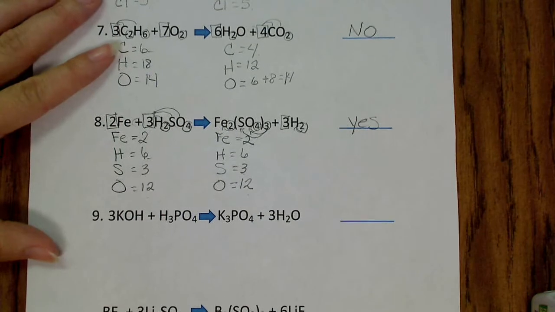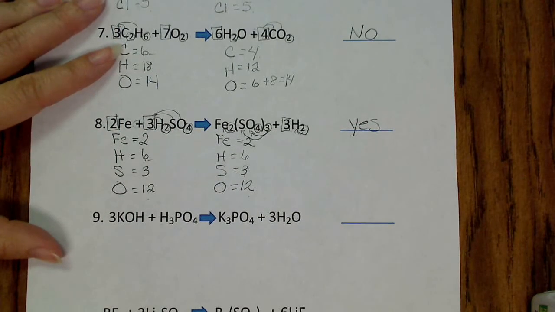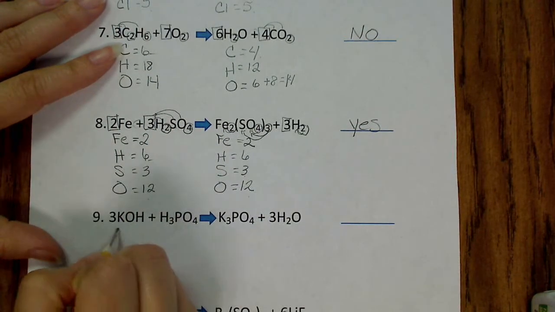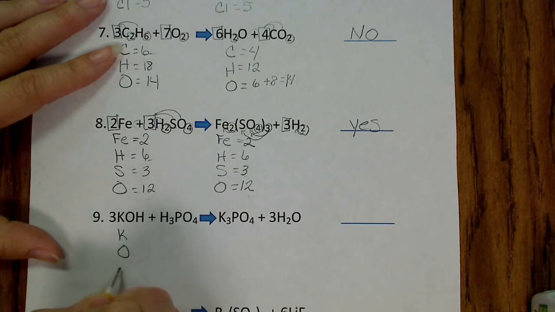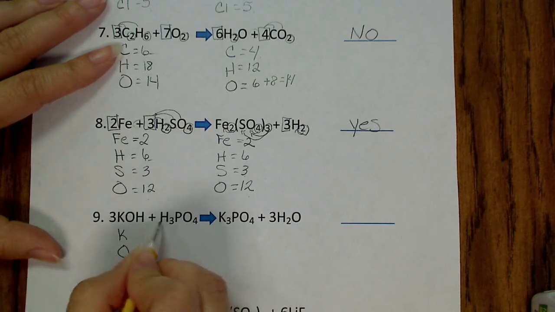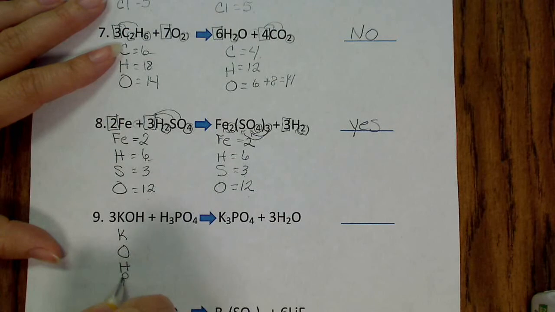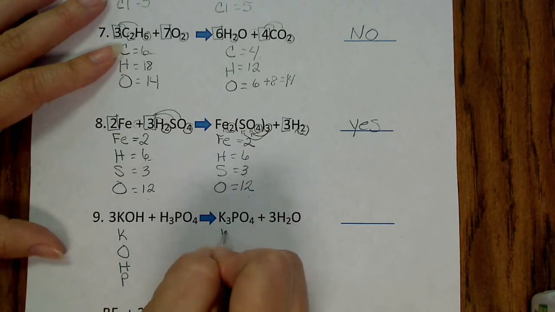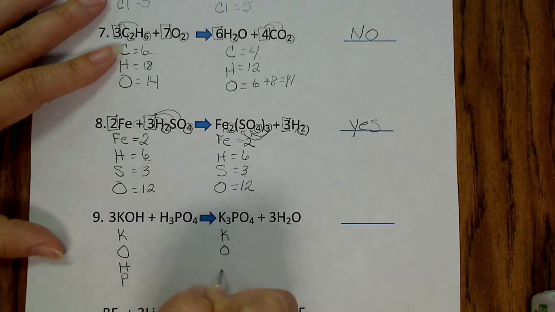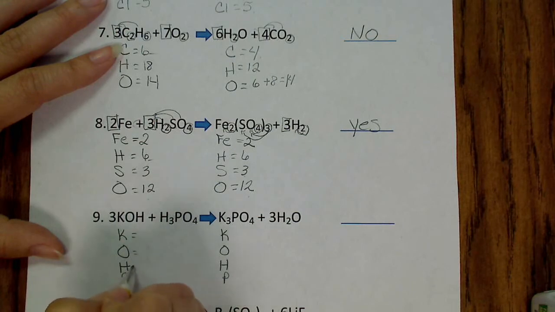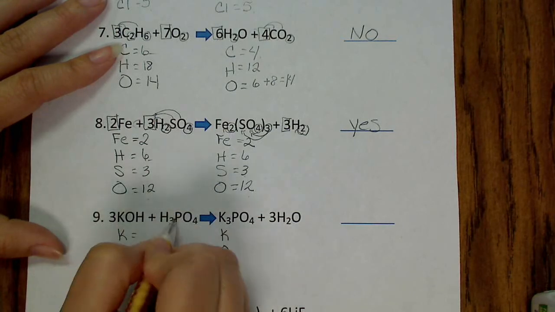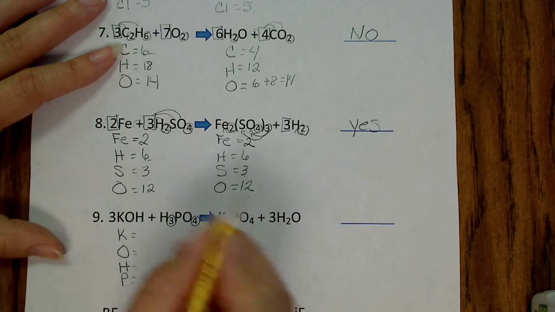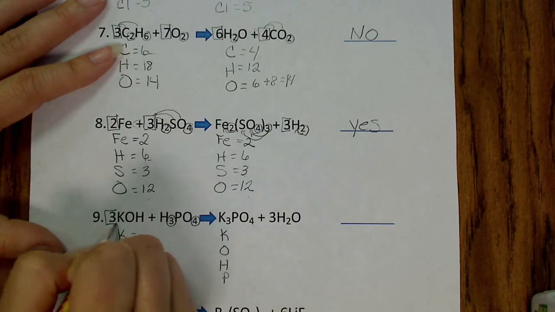And then looking at 9, we're going to look at our elements first. We have potassium, oxygen, hydrogen. I already have hydrogen. We have phosphorus, and I already have oxygen. We're going to have the same over here: potassium, oxygen, hydrogen, and phosphorus. And then we're going to look at our subscripts. We have a 3 here and a 4 here. And then our coefficients, we have a 3 here.